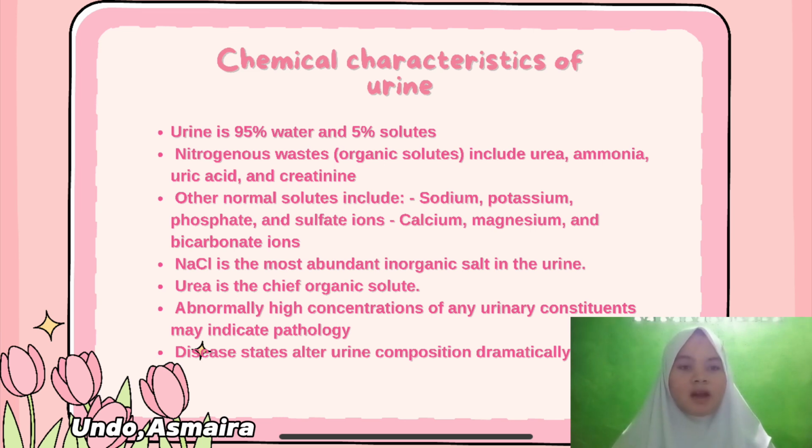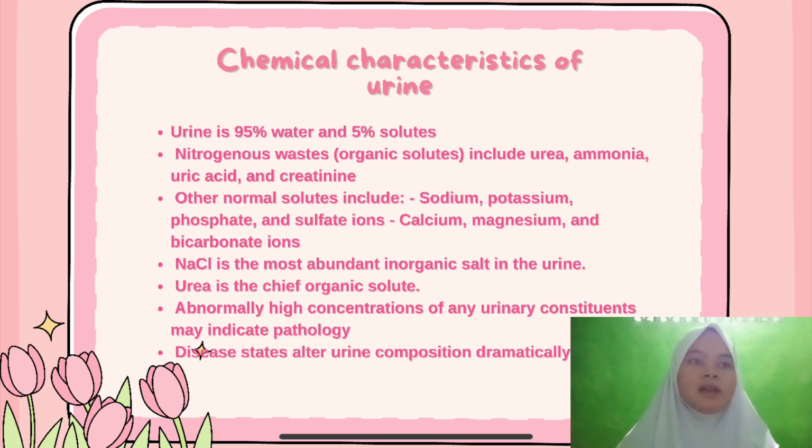Chemical characteristics of urine. Urine, a waste product filtered by the kidneys, is primarily composed of water, over 95%, and contains various dissolved substances like urea, electrolytes, and waste products, with a typical pH range of 5.5 to 7. Key components of urine. First, water, the primary component making up over 95% of urine. Second, urea, a waste product of protein metabolism, a major constituent of urine.